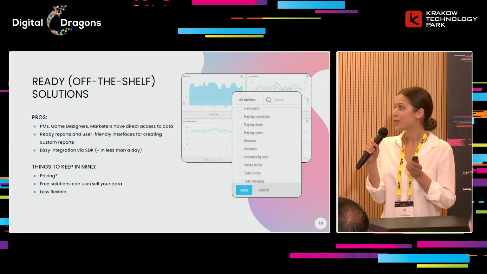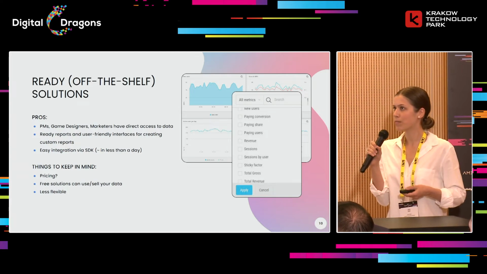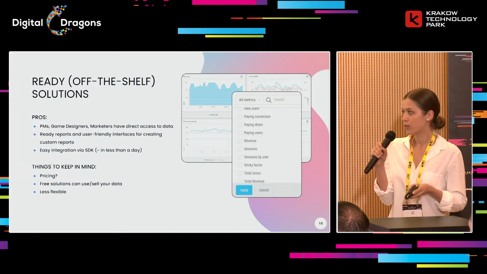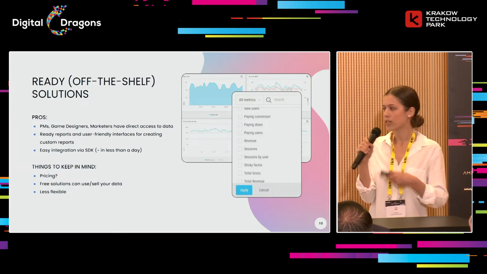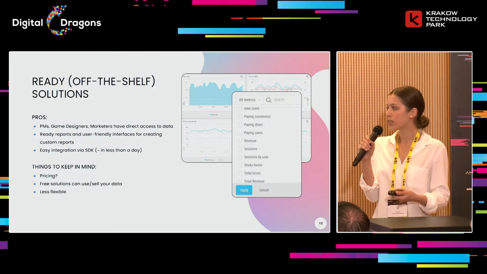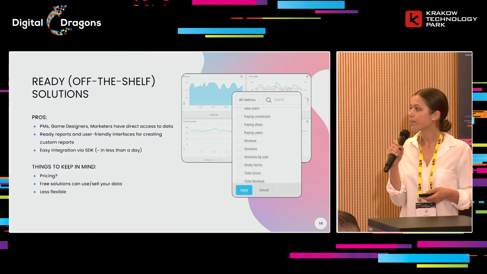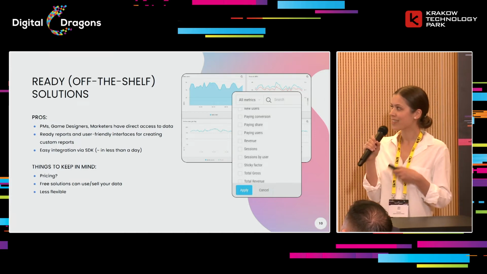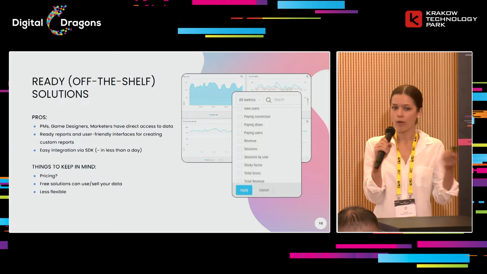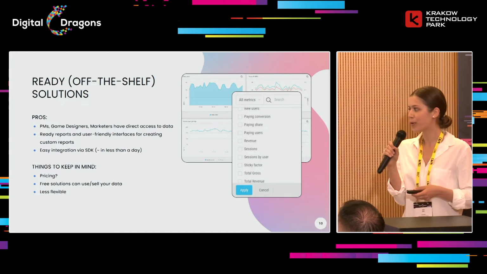But at the same time, things to keep in mind, of course, pricing. Although there are free solutions on the market, it depends on the solution you're choosing. Also, some free solutions can use or sell your data to some ad networks or to provide industry benchmarks. They usually talk about it openly. There is no secret about it. So as a developer, you can choose whether it's okay for you or not. And finally, of course, ready solutions are usually less flexible than in-house. You cannot answer all the questions in the world with out-of-the-box tools, with out-of-the-box reports.